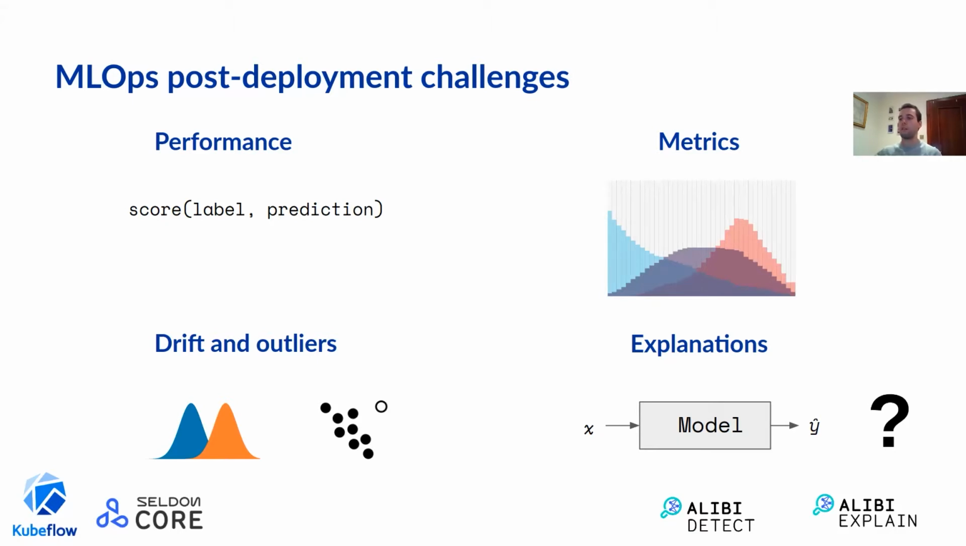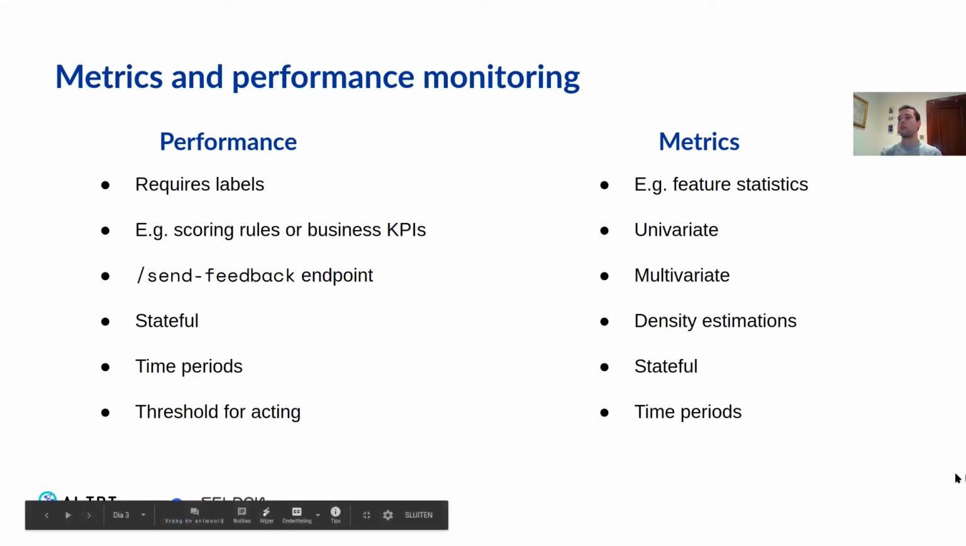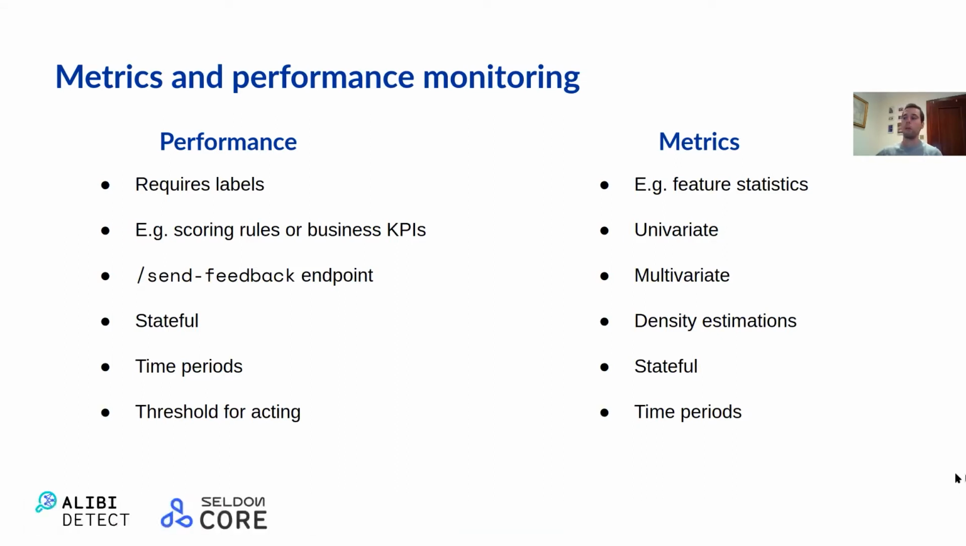So for all of these areas, there are both algorithmic and infrastructure challenges. And in this talk, I will address both, the algorithmic and infrastructure sides, in the context of outlier, adversarial, and drift detection components. But before we dive into the different detection components, let's take a brief look at monitoring model performance and metrics related to the incoming data.